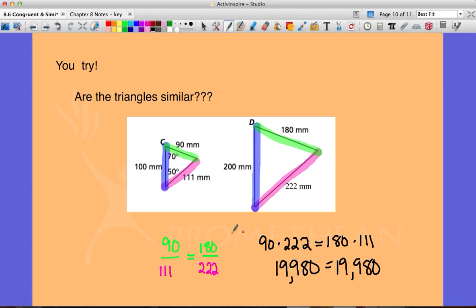The other thing that we would want to make sure to do is we'd want to try the other sides as well. So if I look here, I also know that to go from one side to the other, it was times 2. So to go from 90 to 180, I multiplied by 2. To go from 111 to 222, I multiplied by 2. In order to make sure these two sides are similar, I would have to make sure that 100 times 2 is what I have over here. And since 100 times 2 is 200, I know that all of these sides are similar to this triangle. So yes, they are similar.